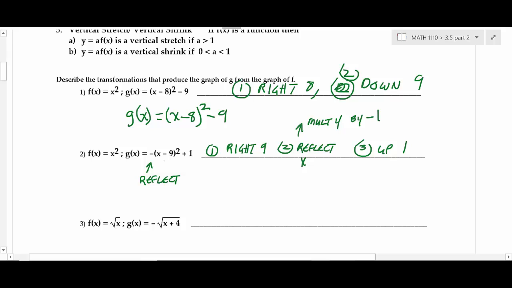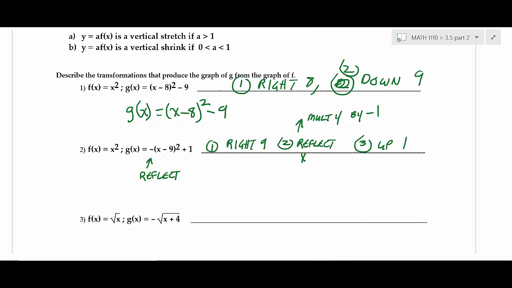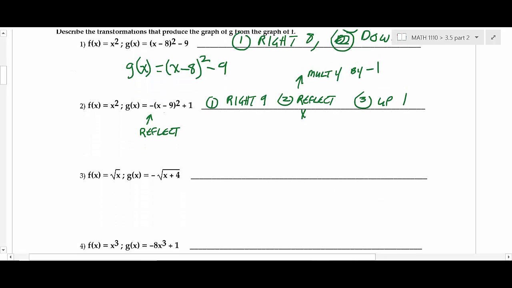It's all the y's get opposite, so that's what causes that, okay? All right. Okay, how about number 3? How many transformations do you see on number 3? There are 2. What are they? Left 4. Reflect over x-axis. Good. Okay, left 4. That'd be your first one.